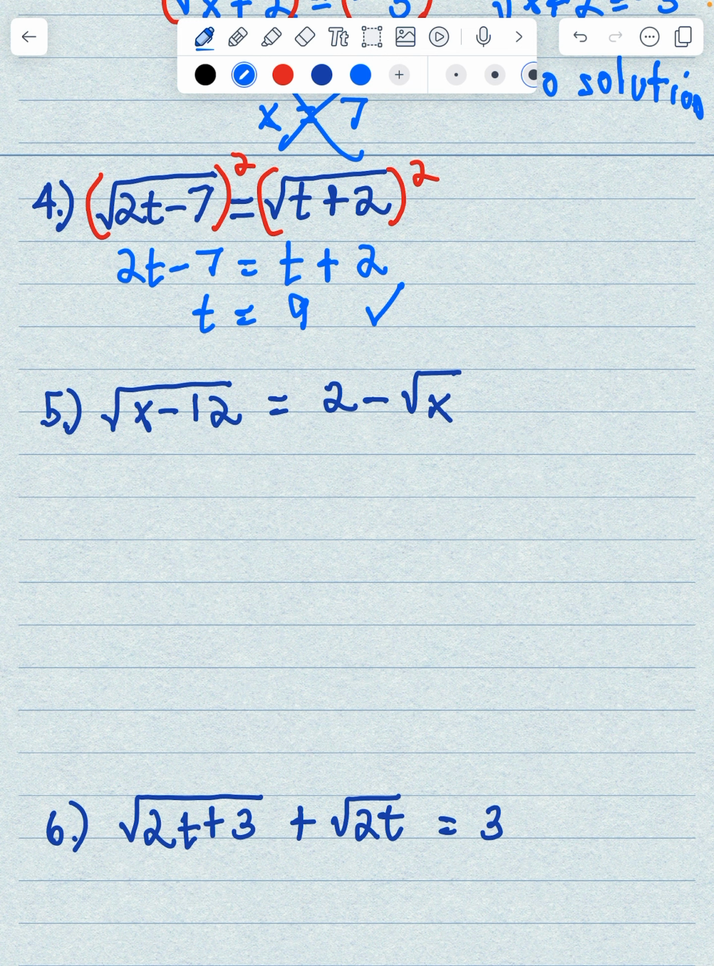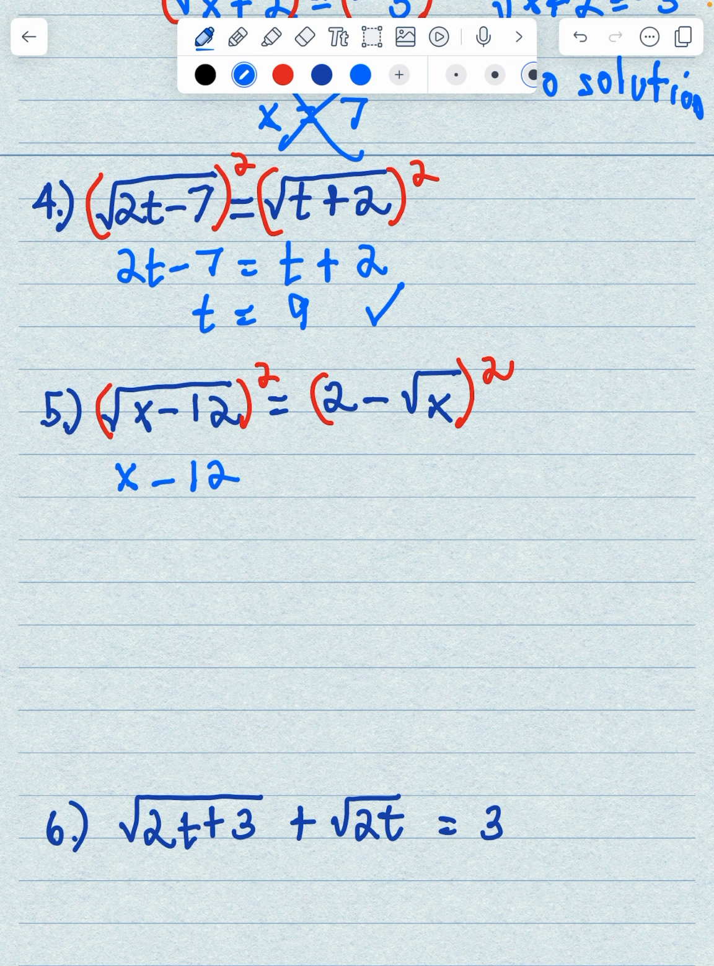On the right, we can't isolate that radical, so we're always going to want to isolate at least one of our radicals. In this case, it's already done for us, so we'll go ahead and square both sides. On the left side, we get x minus 12.